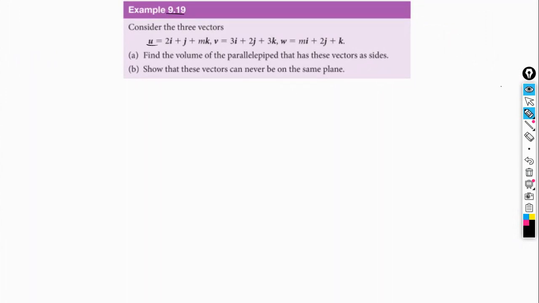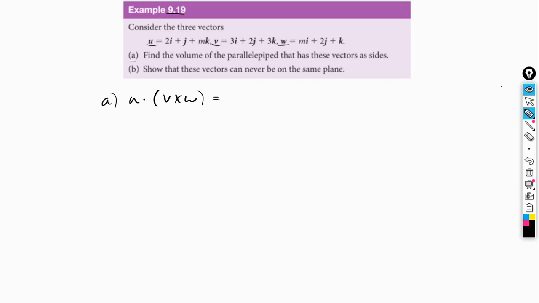So we end this video with example 9.19, and it says, consider the three vectors, and they give us three vectors u, v, and w. And part A, find the volume of the parallelepiped that has these vectors as sides. Now they should say that these vectors are adjacent, but that's okay. So let's do part A. Now, first of all, let's find the triple scalar product. So this would be this, right?